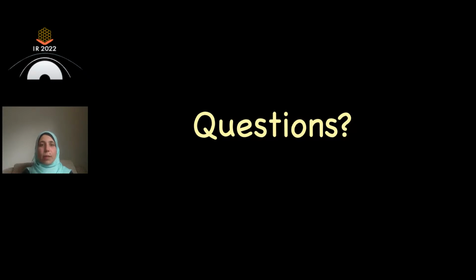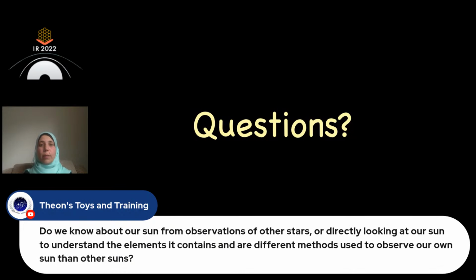Yeah, so the question says, what do we know about our sun from observations of other stars or directly looking at our sun to understand the elements it contains, and different methods used to observe our own star and other suns? Yeah, so this is a very good and interesting question. So basically, the sun is one of the most studied stars, and that's for obvious reasons, it is the closest star to us. And that's why, in fact, if you saw that slide that talks about the way we refer to metallicity, which is the chemical composition, we always compare it to the metallicity of the sun, because that's the one that we know the most.